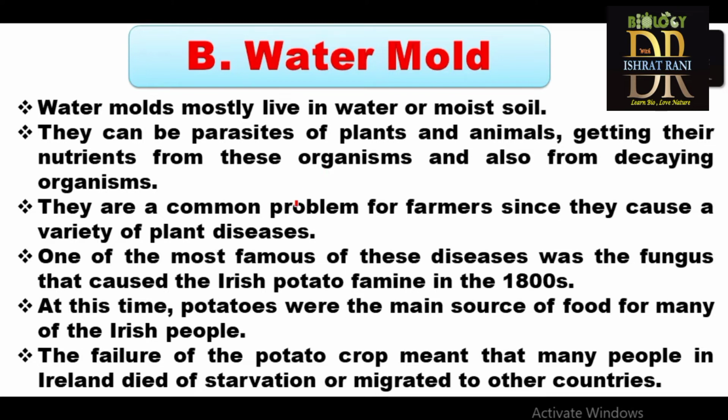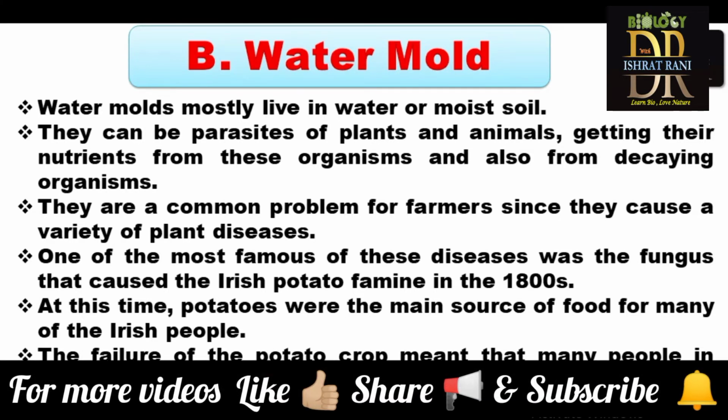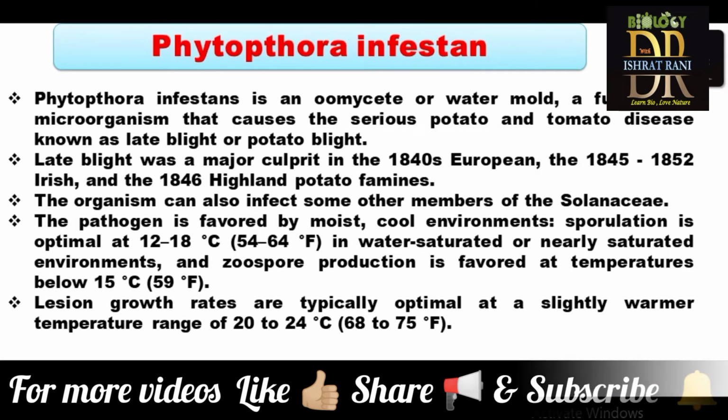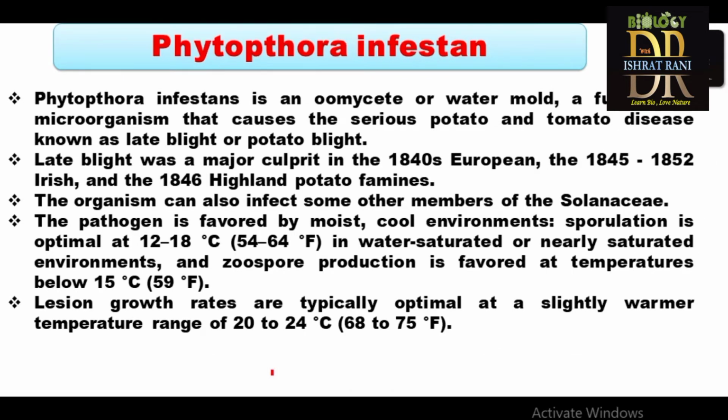One of the most famous of these diseases was a fungus that attacked the Irish potatoes, and that was Phytophthora infestans. At this time, potatoes were the main source of food for many of the Irish people, so they suffered the potato famine. The failure of the potato crop meant that many people in Ireland died after starvation and others migrated to other countries. So what is Phytophthora infestans?